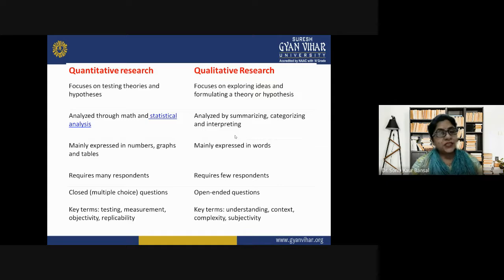Then quantitative research requires many respondents, whereas qualitative research requires few respondents only. Your data can be collected with a few respondents also. Then closed multiple choice questions you will find in quantitative research, but open-ended questions are more preferred in qualitative type of research. Key terms like testing, measurement, objectivity, replicability are all found in quantitative research. But key terms such as understanding, context, complexity, subjectivity are found in qualitative research.